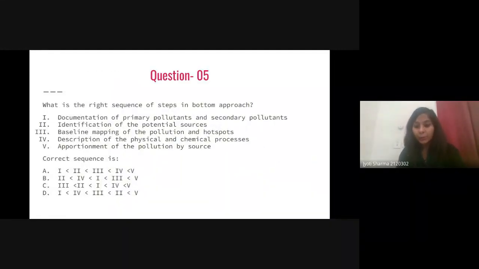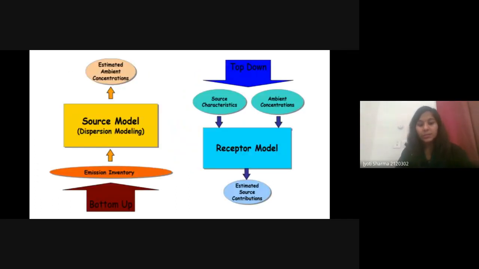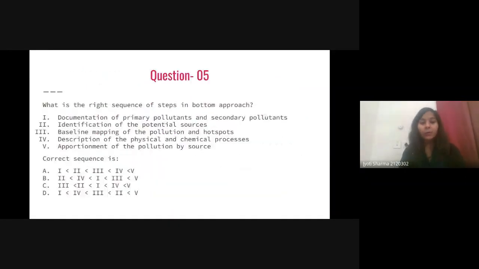Okay, so as I told you, different steps of the bottom up approach, I will also show you once again. So this is the bottom up approach. First you will create the emission inventory, then the input of that emission inventory will go to this source model or the dispersion model, and then you will calculate the estimated ambient concentration. And my question is related to what is the right sequence of steps in the bottom up approach. So these are 5 different steps, and you have to tell me what should be the right sequence of the steps. What should be the first step, then what should be the last step. Based on that you can tell me.